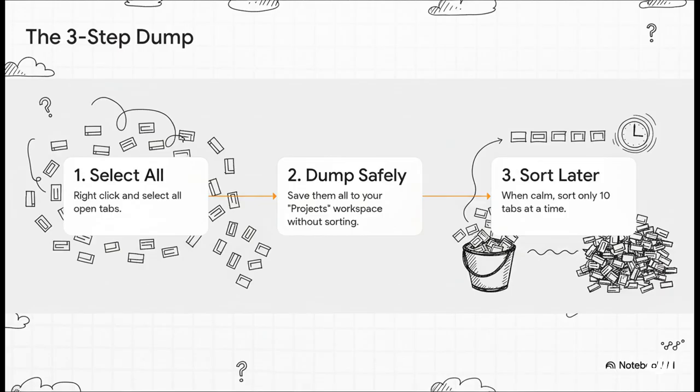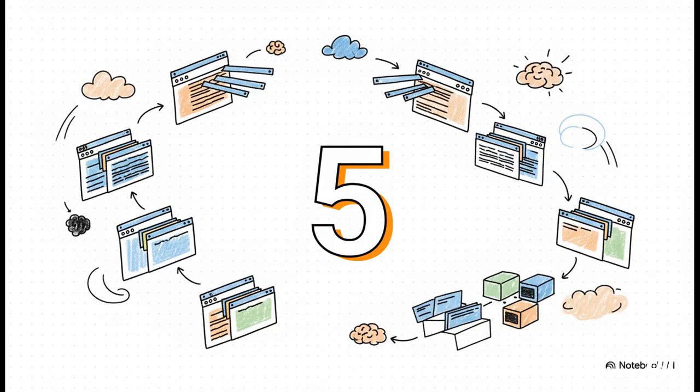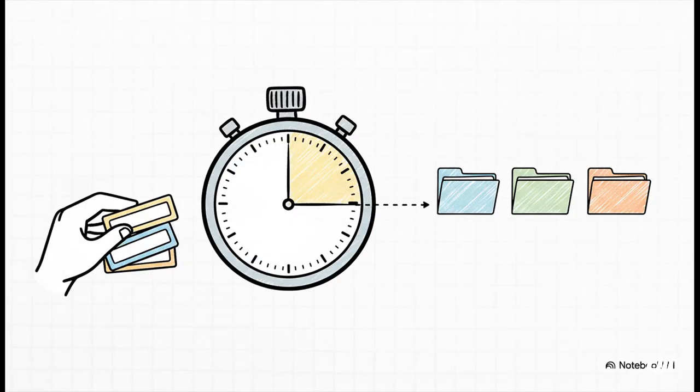Instant relief. Now, once you've cleared out that initial clutter, keeping this whole system running comes down to one magic number: 5. That's it. Just 5 minutes a day is all you need. Set a timer, pick one of your workspaces, and just start moving tabs to where they belong.